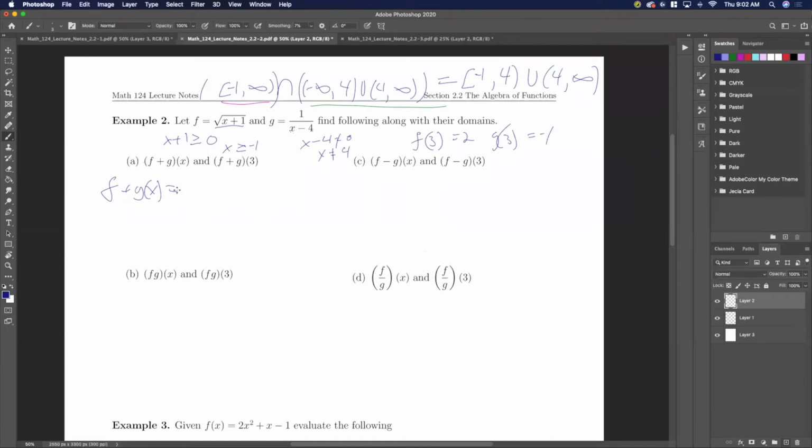All right, so if I was going to do this, it would just be the square root of x plus 1, plus 1 over x minus 4. And then f plus g of 3 is just equal to f of 3 plus g of 3, which is equal to 2 plus the -1, which of course is just 1. Okay. All right.